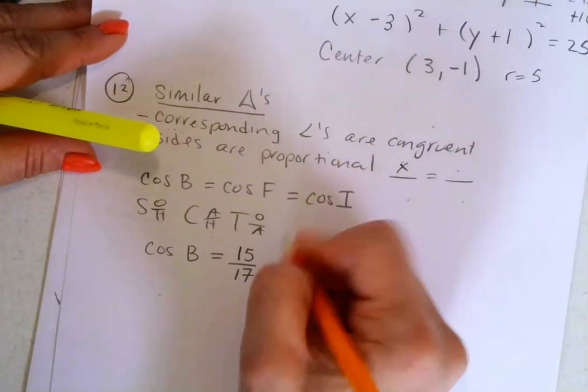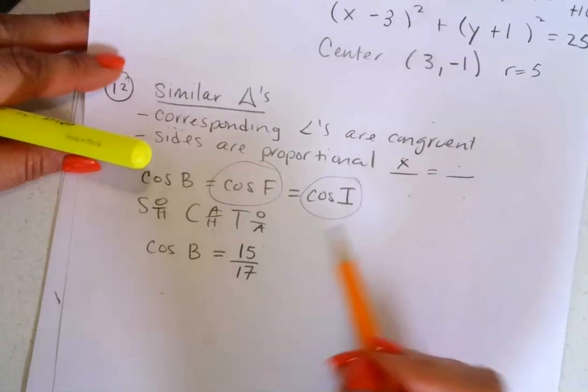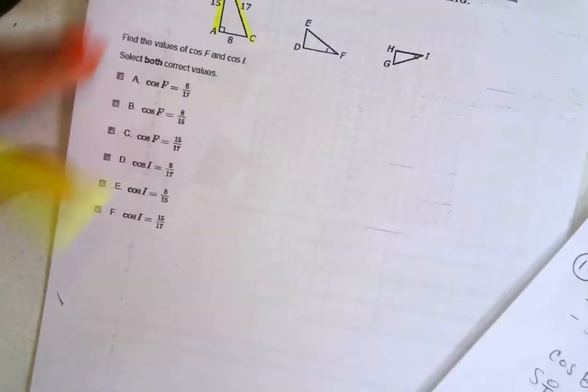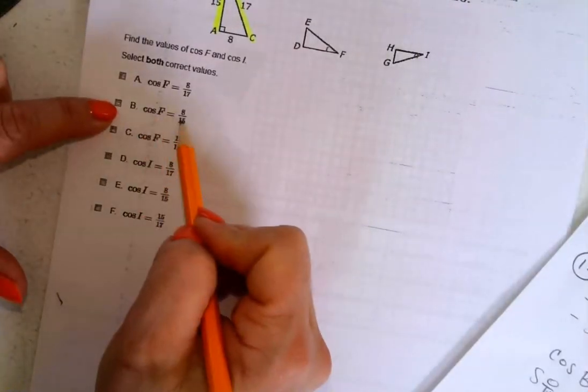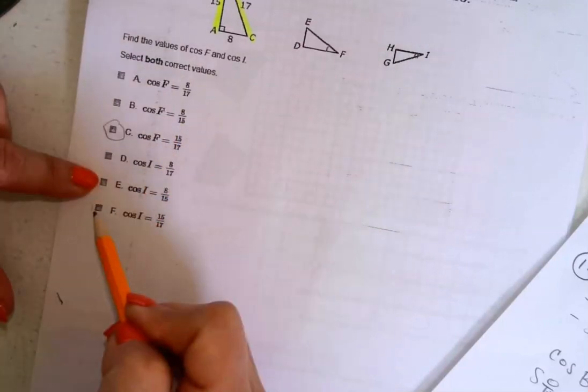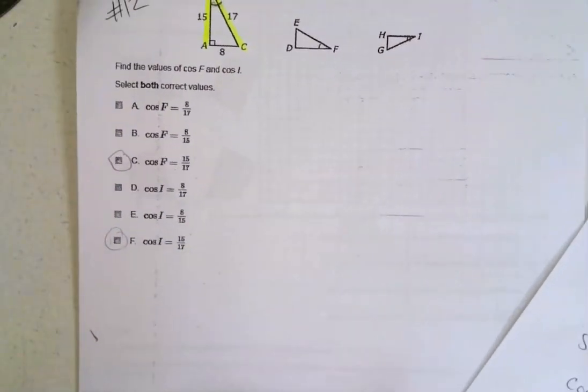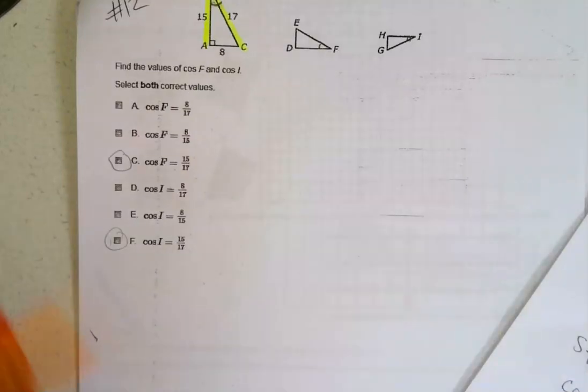And that means that cosine of F and cosine of I are also equal to 15 over 17. So here we go. Cosine of F, 15 over 17. Cosine of I, 15 over 17. Also a pretty easy problem.